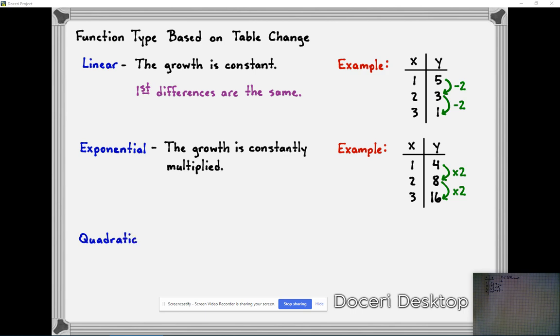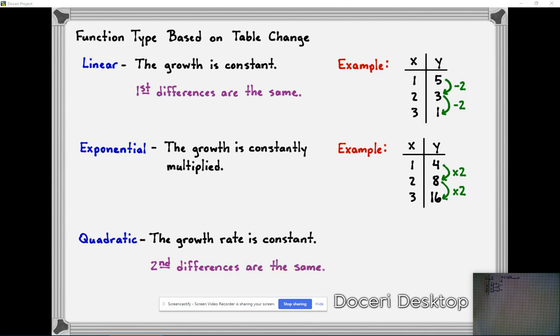For a quadratic, this is going to sound kind of weird the way I wrote this, the growth rate is constant. The first difference is what's called the rate of change. The rate here is constant. The growth is constant. The rate is a constant value. You're going to see in the quadratic that the rate is not a constant value.